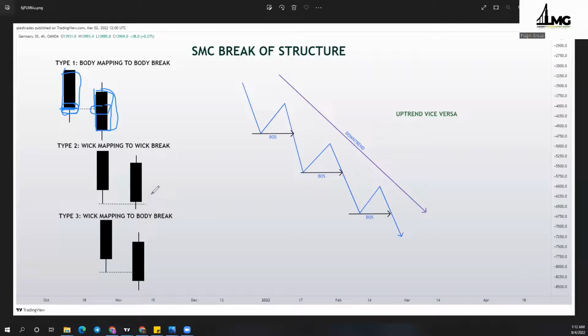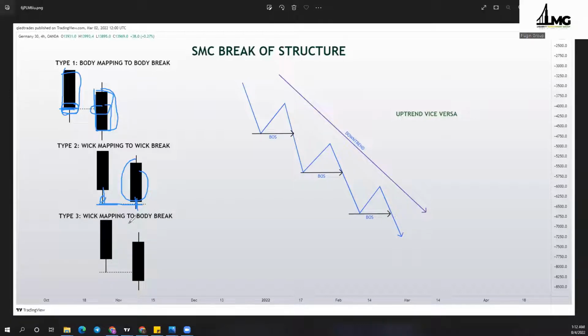The second one is called wick mapping to wick break. In wick mapping to wick break, we see that price forms this wick, and then the wick is broken by this candle's wick. So in this case, we get a wick and it's broken. The structure of the wick, which is the high, is broken by the wick of the current candle.